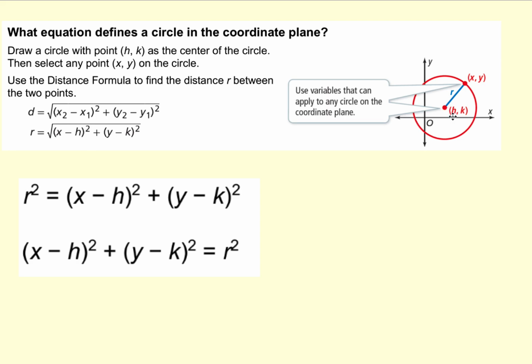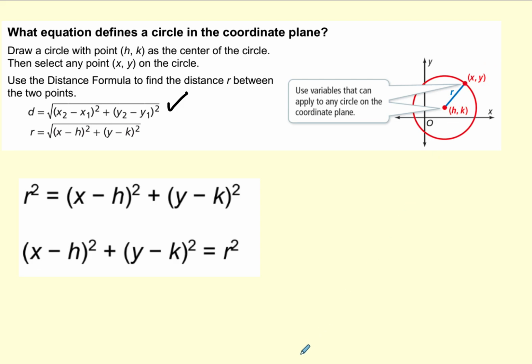The center is at (h, k), where (h, k) stands for the location of the center. (x, y) are all the points that are on the circle. We're going to take these 2 points and put them in the distance formula. So here's the distance formula, and the 2 points that we're going to use are (h, k) and (x, y).